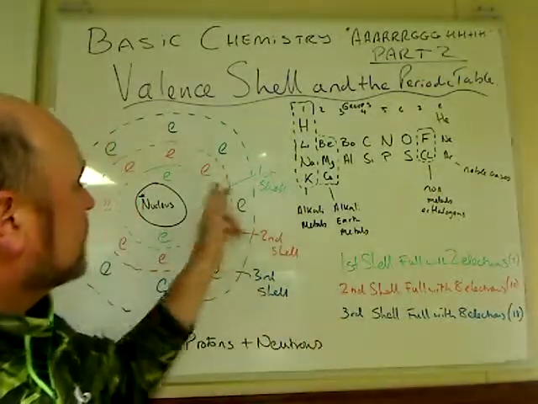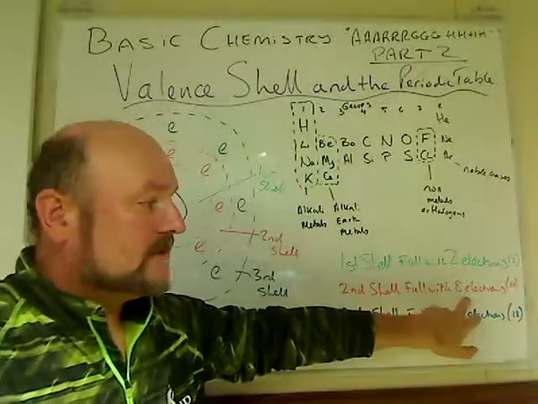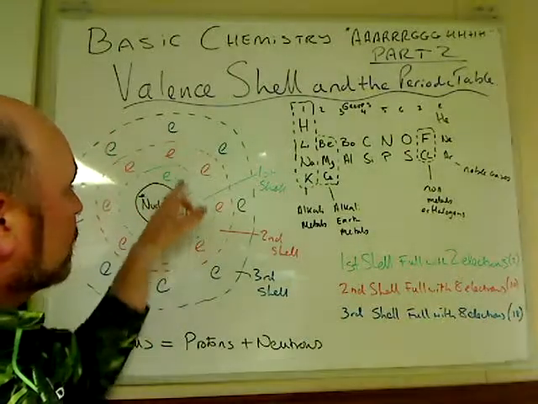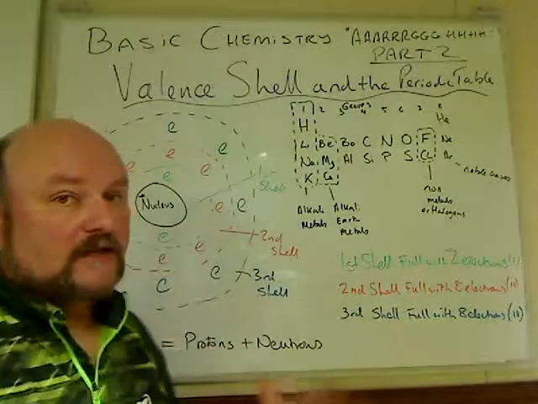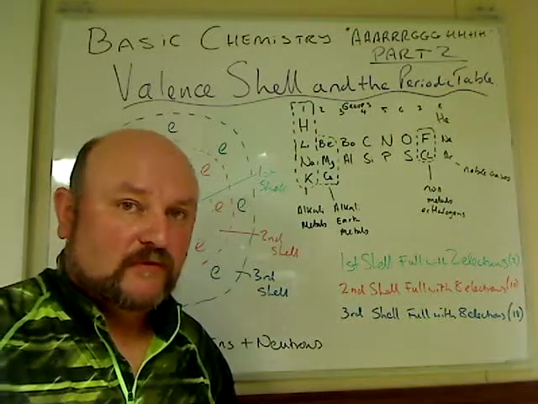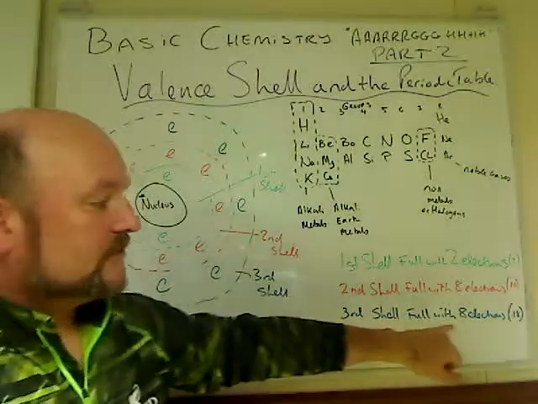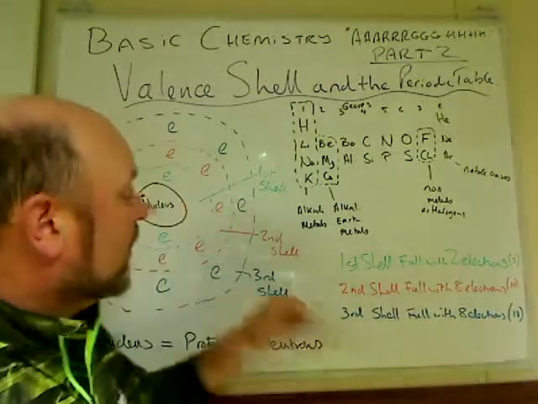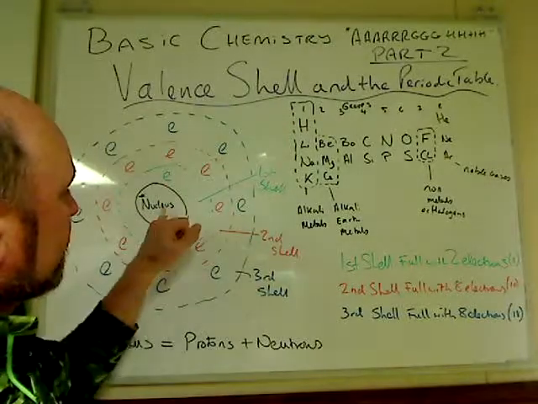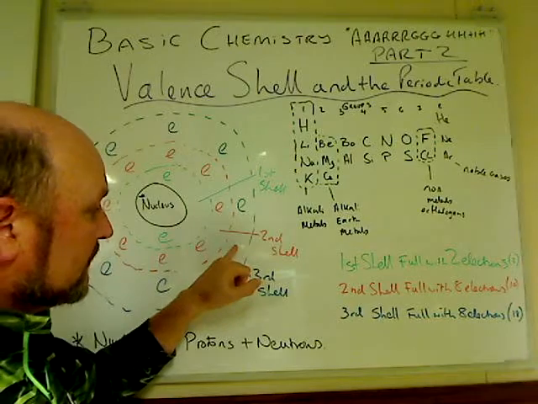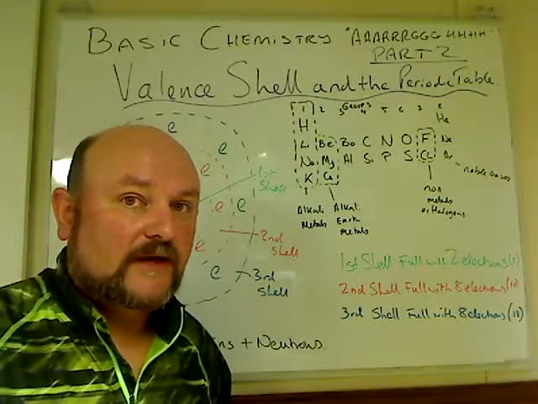So the second shell is in red, and this shell can hold 8 electrons. So this shell won't get filled up until you've got 2 plus 8 equaling 10 electrons, and that's when it becomes full. The shell outside of that also holds 8 electrons, and this is the third shell from the nucleus, and 2 plus 8 plus 8 is 18 electrons to fill that one up.